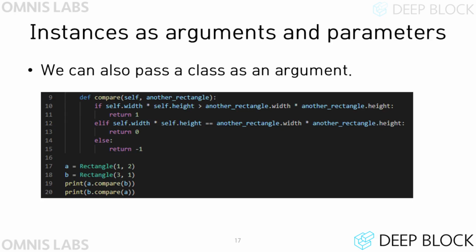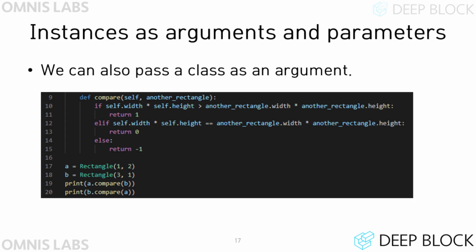A function can receive a class instance as an argument, and since the class method is also a function, any class method can receive another class instance as an argument. For example, the method called compare is a function to find out which of two rectangles has the larger area. In the code shown in the slide, we implemented a method by taking another rectangle class instance as an argument.